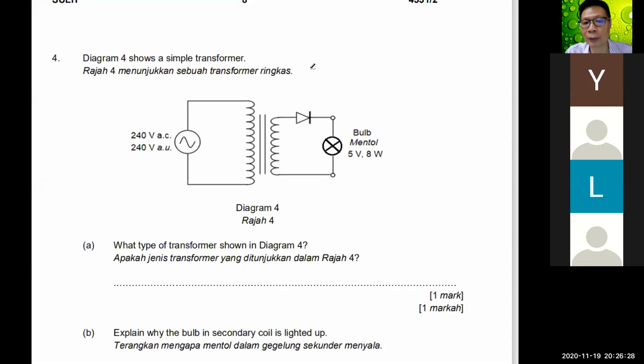The function of the diode. Because transformer only can work with AC. So AC comes in, AC also comes out here. But after you put a diode here, it will change to DC, direct current. Because the diode only allows current to flow in one direction. So it will change to direct current.